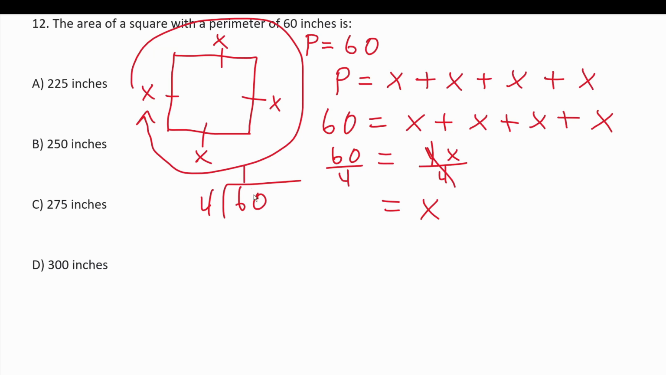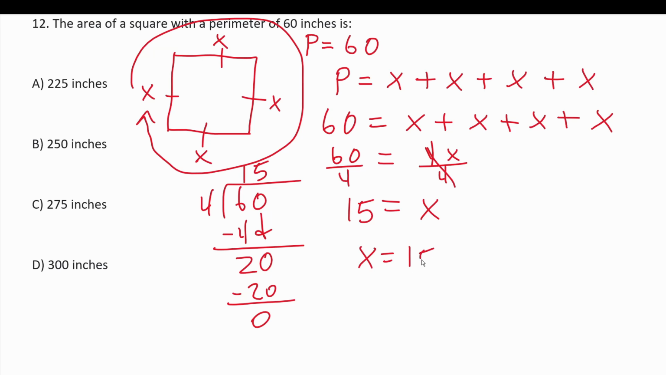4 goes into 6 one time without going over. 4 times 1 is 4. 6 minus 4 is 2. Drop down this 0. 4 goes into 20 five times, 4 times 5 is 20. So in other words, 60 divided by 4 is 15. And we know x is 15 now. All right, so we know x is 15. So we know we're dealing with a square like this. It's a 15 by 15 square. Again, x is here, x is 15, x is 15.